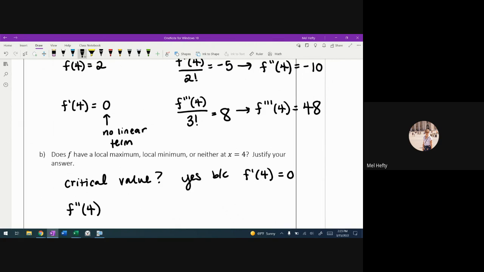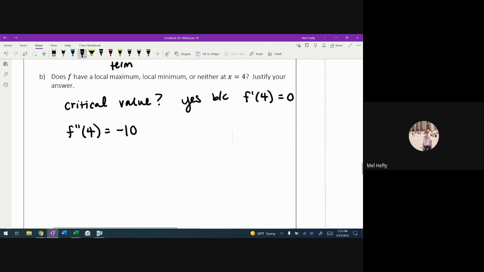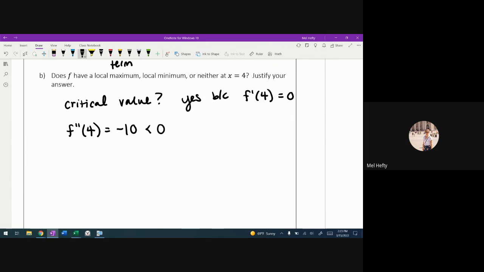Our second derivative, we got what value for that from part A? -10. Why do you think I care about that number? It's negative. What does a negative second derivative normally tell me? If I'm at the flat slope point, that critical value, I have a local max. Wow. A wild local max.